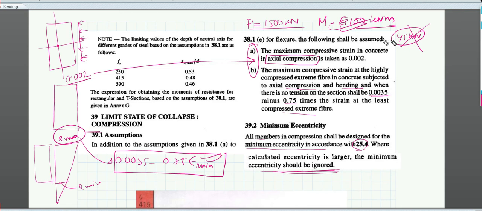Okay, so it's mentioned that if the calculated eccentricity is larger, then minimum eccentricity should be ignored. It should not be added. That means if the problem were 1500 kilonewton with the moment given as 100 kilonewton meter, in that case the moment due to minimum eccentricity should be ignored, as 45 will not be there. You will be designing for 100 kilonewton meter and 1500 kilonewton of axial load. Okay, understood.